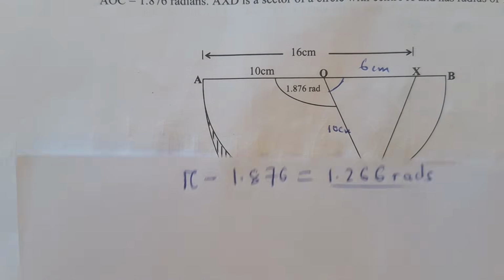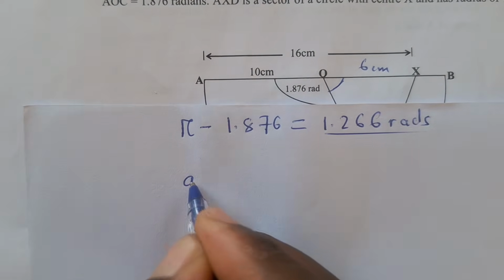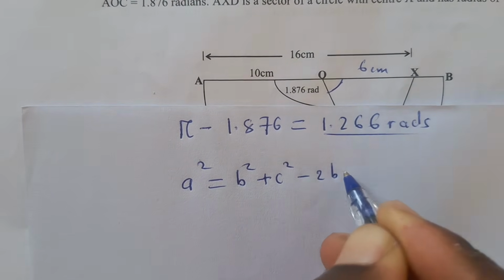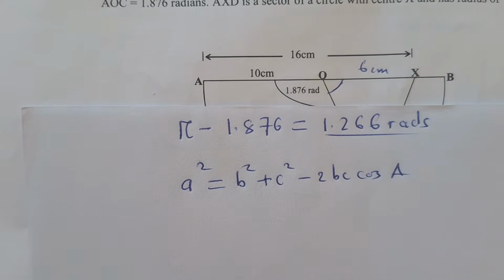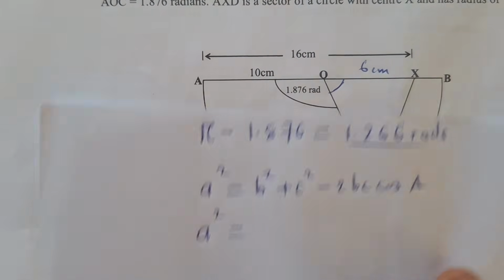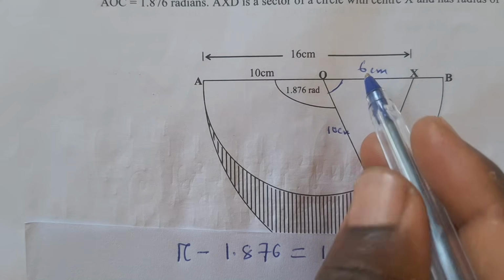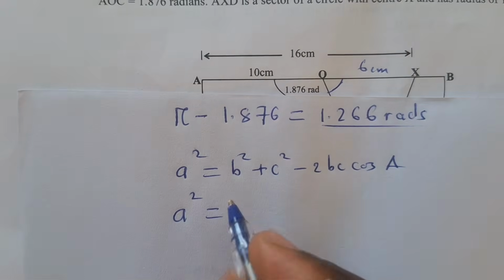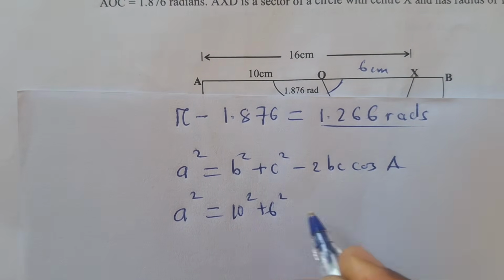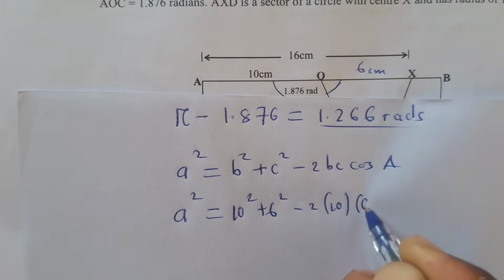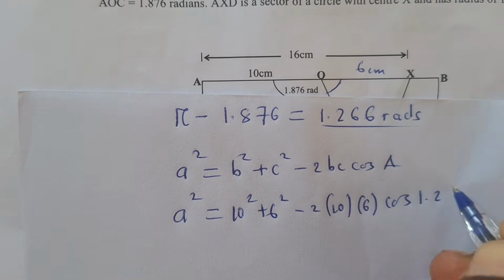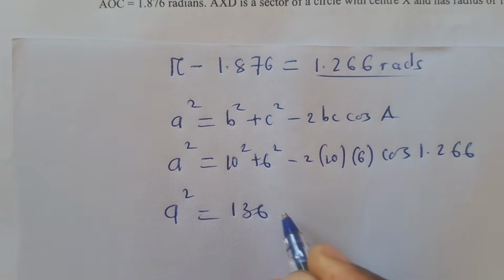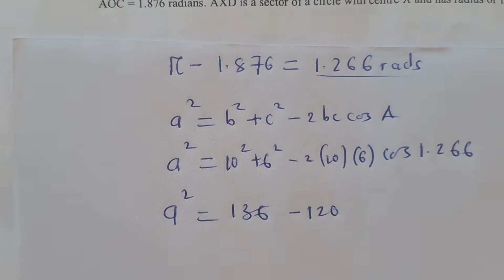So I'll find XC or CX. So I'm going to use cosine rule. So I'll say A squared is equal to B squared plus C squared minus 2BC cos A. So I'm looking for the side. I'll say A is equal to the sides here, 10 squared and then 6 squared. The angle, I'll use this angle right here. So I'll say 10 squared plus 6 squared minus 2, 10, and then 6 there cos 1.266. So when I do my calculations, this is giving me 136 minus 120 cos 1.266.